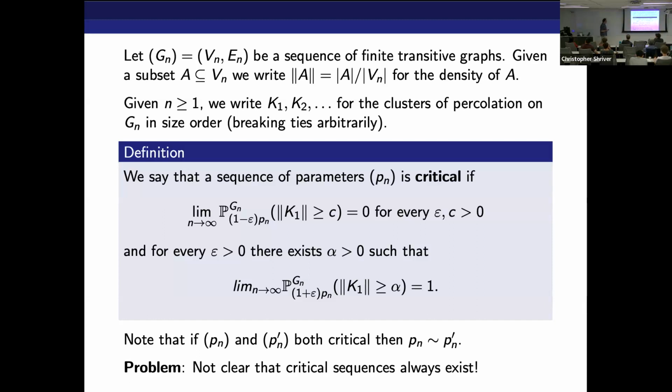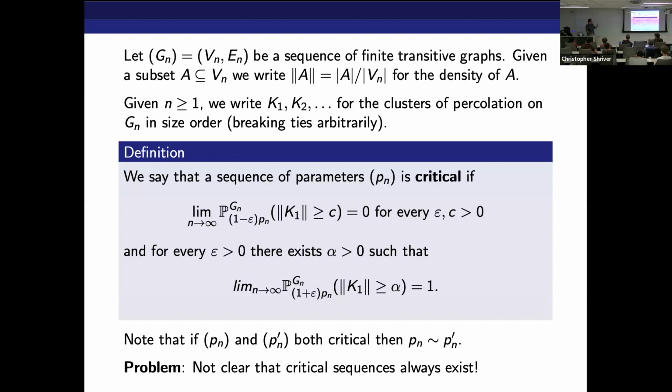Giant clusters are the ones that have size density at least epsilon, for some epsilon, which everything does, but you need to be careful about the quantifier orders. Now that we have this definition, first of all, let's define what it means for a sequence of parameters to be critical. There are two parts to being critical. The first says that if you drop the parameter by a multiplicative factor, then you always get no giants. So if you look at (1 minus epsilon) times Pn, then the probability the largest cluster has size at least C goes to 0 for every C.